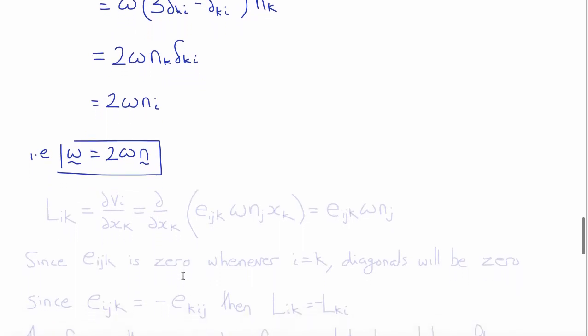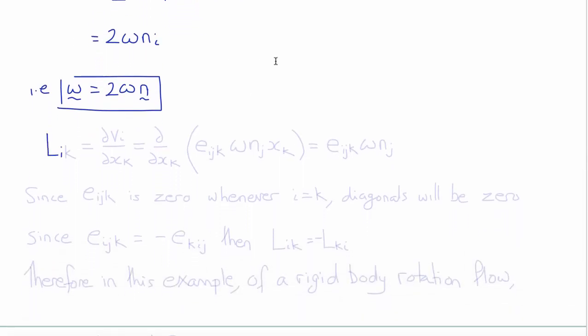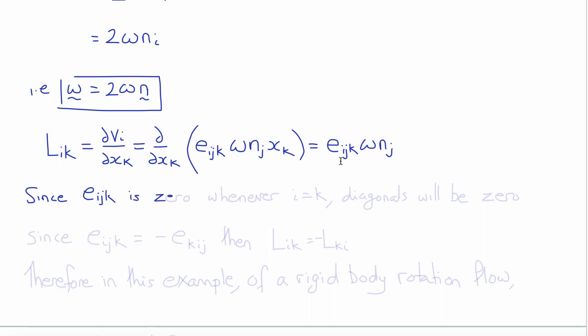Okay. So that's the vorticity vector. We can also compute the velocity gradient tensor L_ik as ∂v_i/∂x_k, which would therefore be ∂/∂x_k of the original expression we wrote, which is e_ijk omega n_j x_k. And since the only non-constant in here is x_k, ∂v_i/∂x_k is just e_ijk times omega times n_j. Now, if we look at this expression, we realize that e_ijk is 0 whenever i is equal to k. So therefore, the diagonals of L_ik will always be 0.